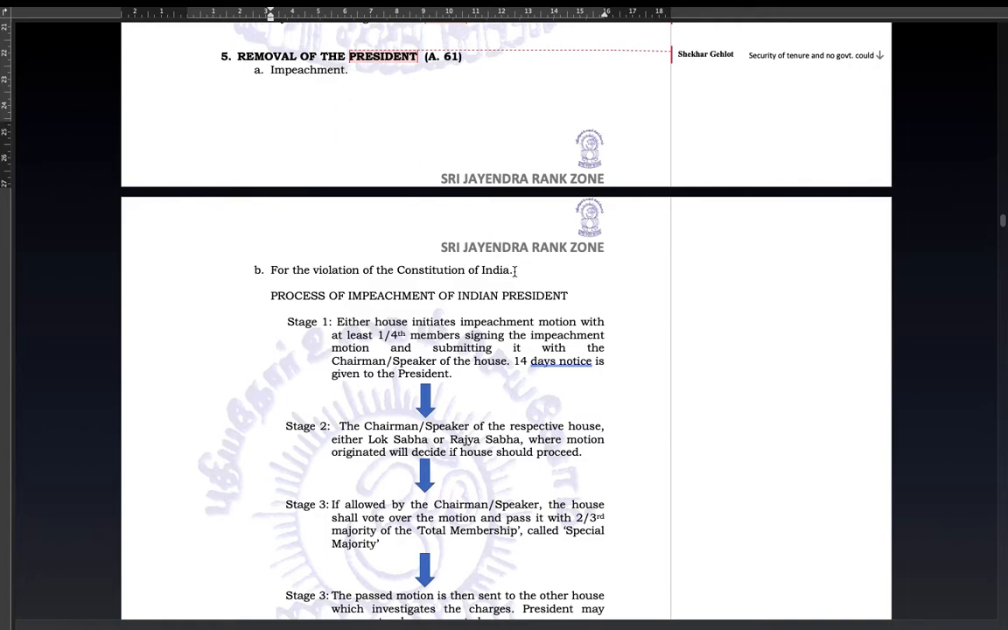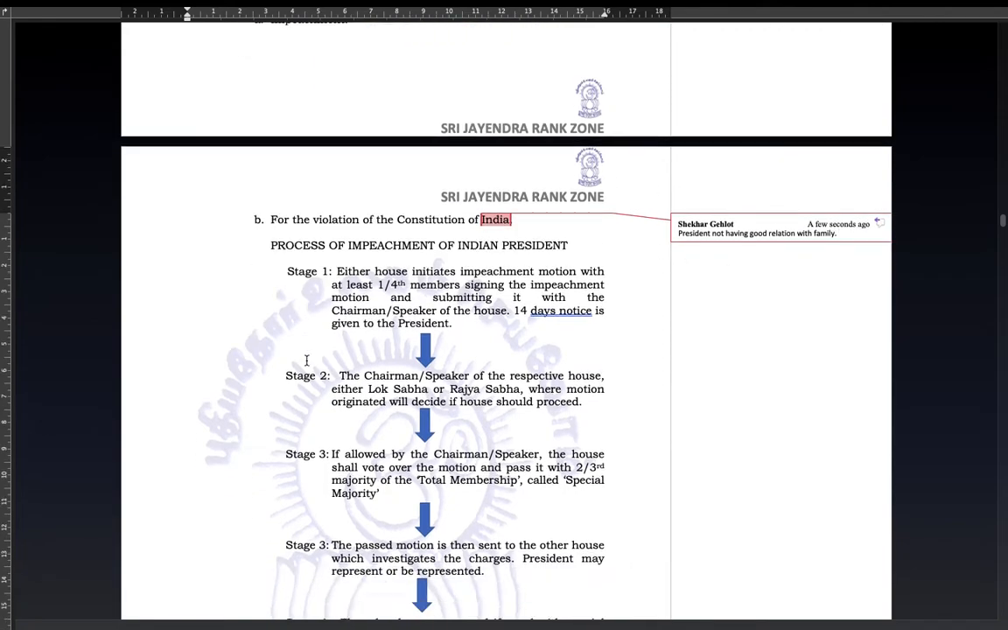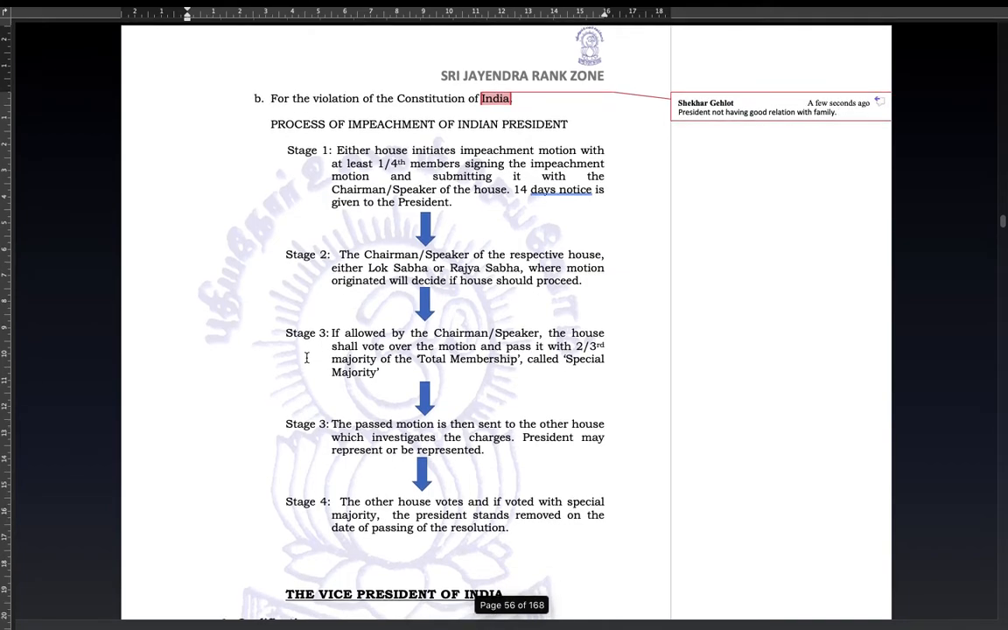Suppose the president is not having good relations with the family. Then impeachment cannot be started, because no provision of the Constitution of India has been violated here. That is his personal matter. So the process of impeachment of the Indian president is this.